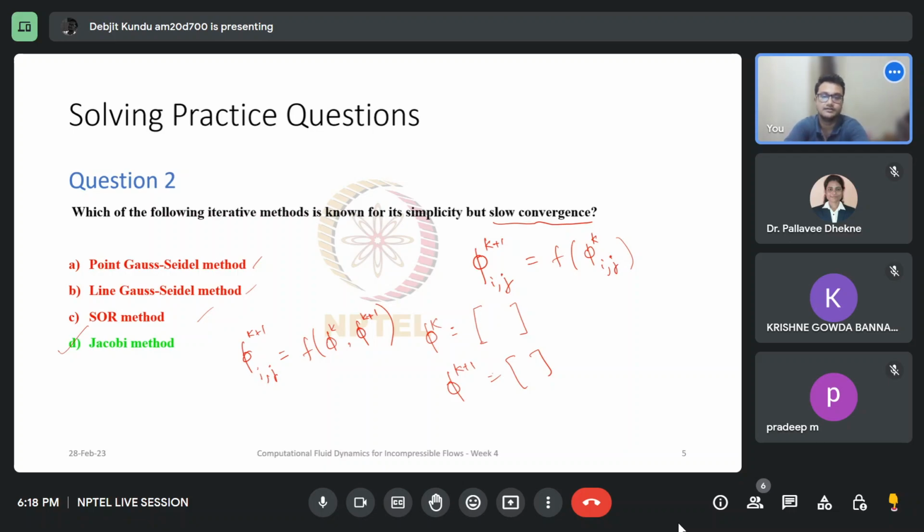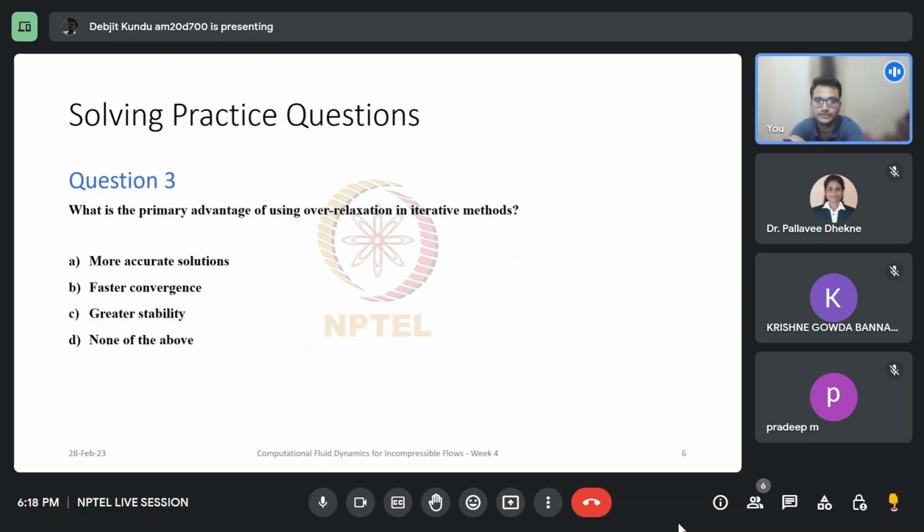No questions, right? Okay. So we will move on to question number 3, which is: what is the primary advantage of using over relaxation in iterative methods? Does it lead us to option A, more accurate solutions, option B, faster convergence, option C, greater stability, or is it option D, none of the above?